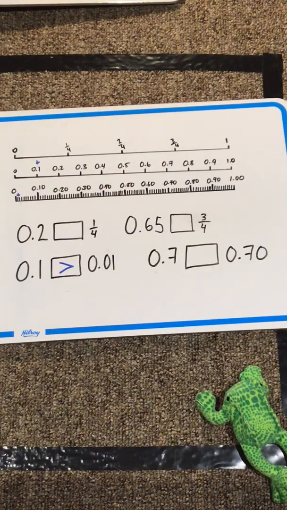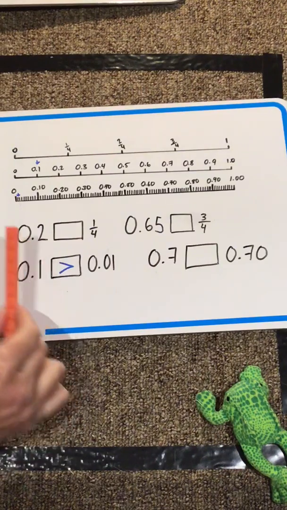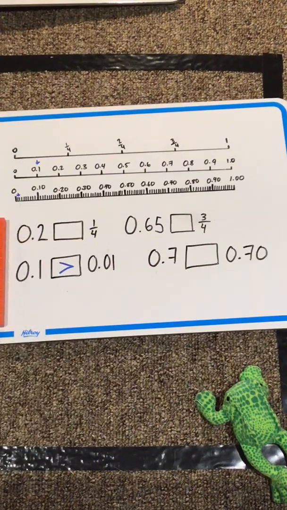This one's actually pretty easy to compare if we go back to thinking about our cake, right? 0.1 is that much cake. It's 1/10 of the cake, one whole stripe.